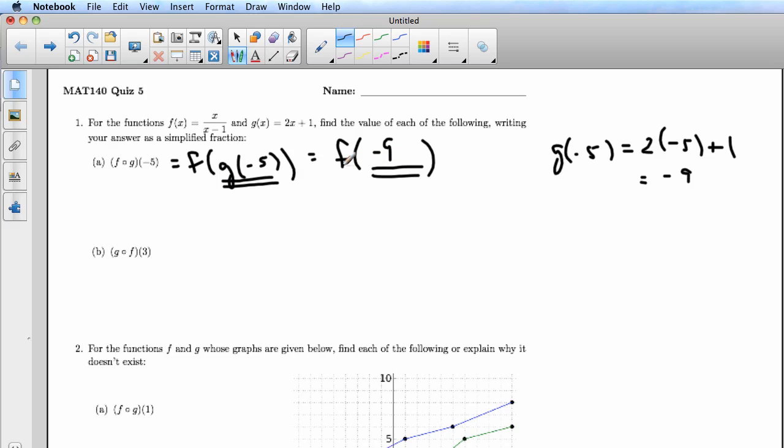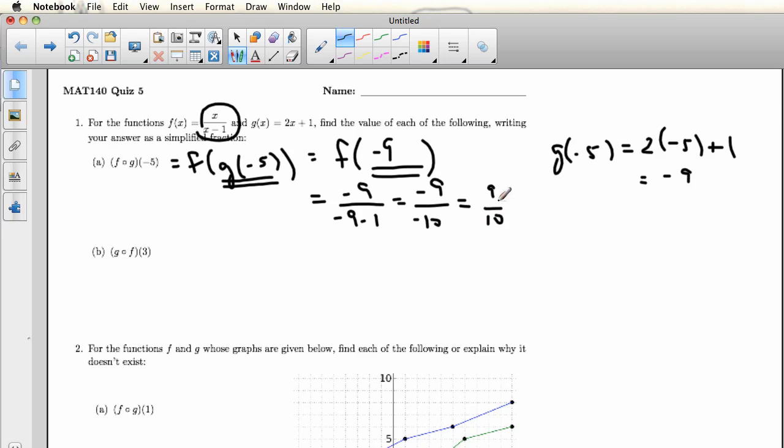Now to finish the problem I need to know what f of -9 is, and so that means I have to look at my f formula and put -9 where the x is there. So replacing the x in the f of x formula with -9 will give me -9 over -10, which is just positive 9/10.